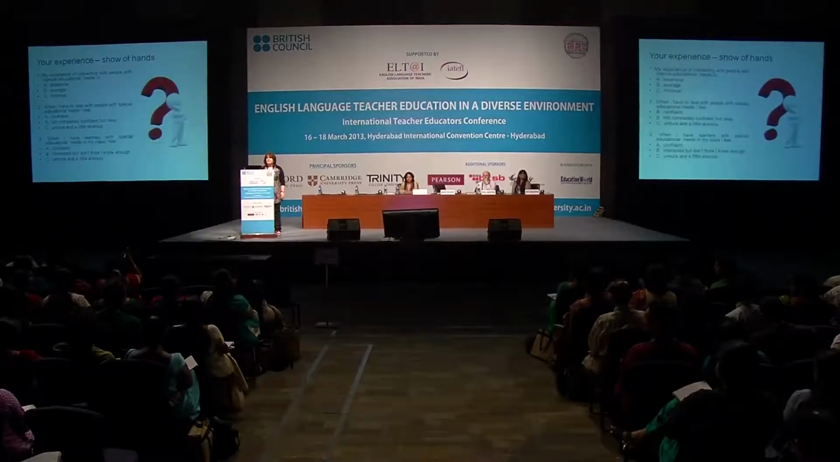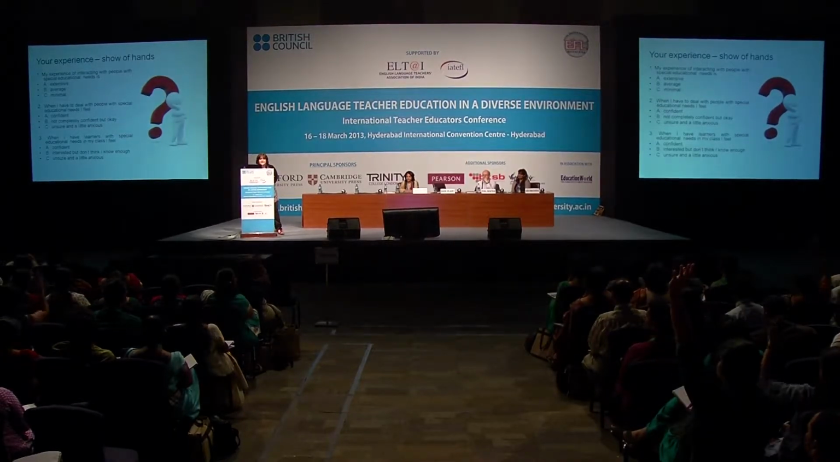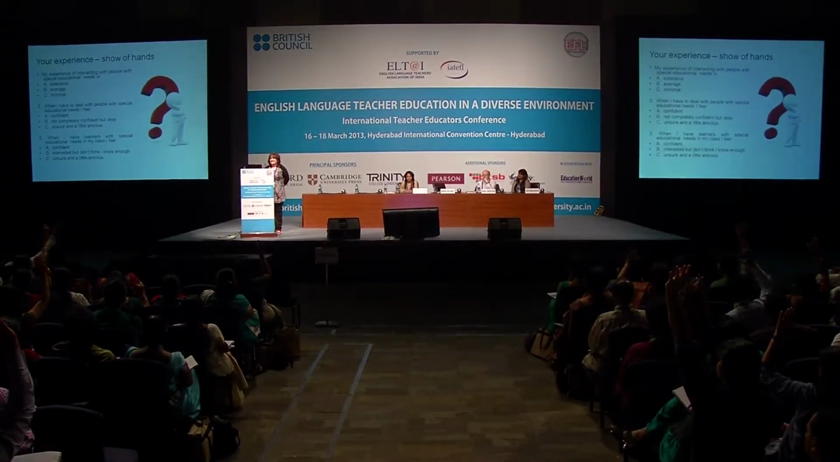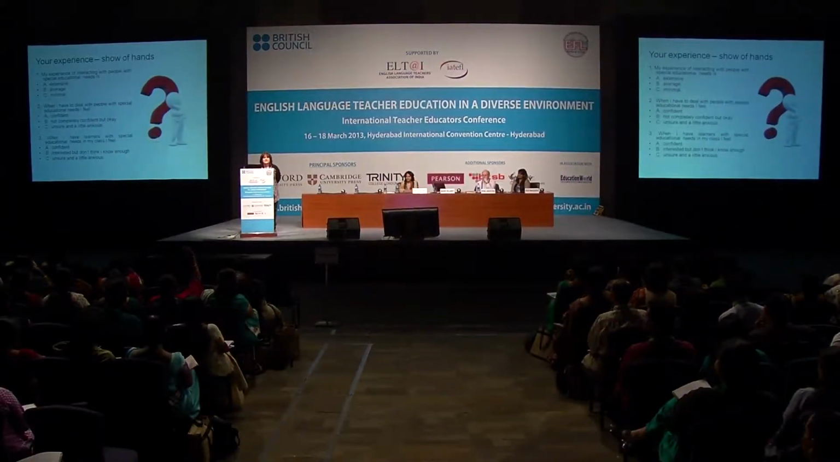but don't think I know enough, and C, unsure and a little anxious. So who would say A, confident? Okay, a couple of people. Who would say B, interested, but don't think I know enough? Okay, quite a lot of people, probably why you're here. And C, unsure and a little anxious. Yeah, a few people as well. I mean, that's actually quite interesting.